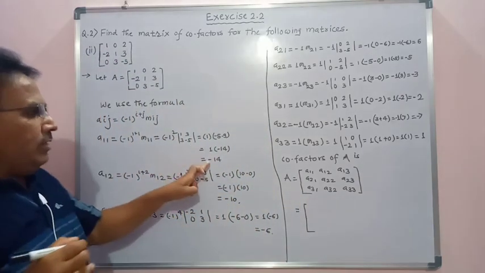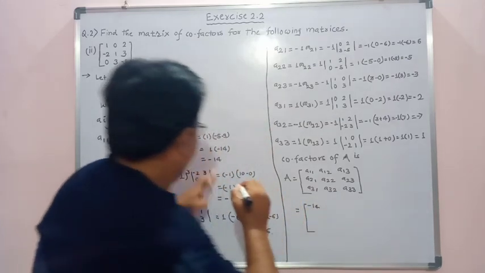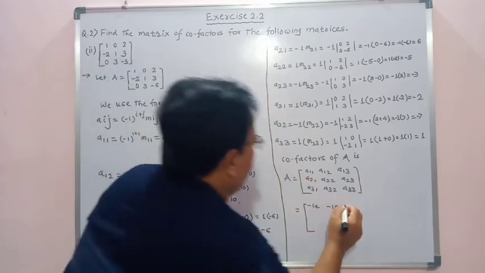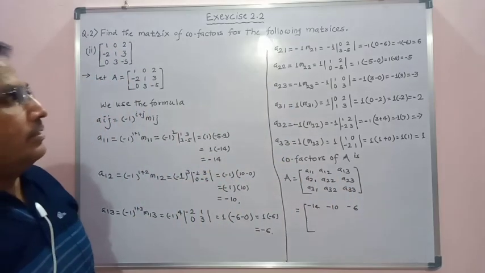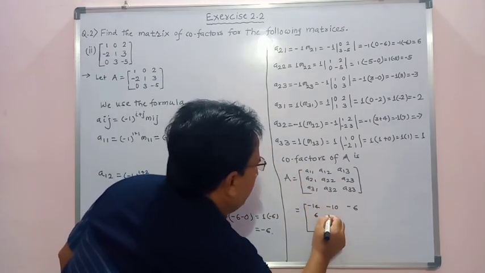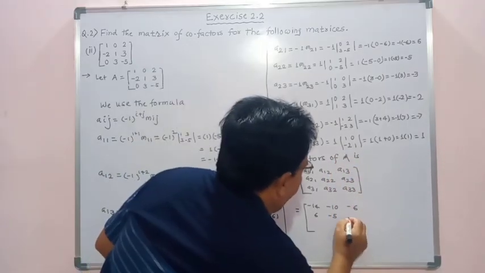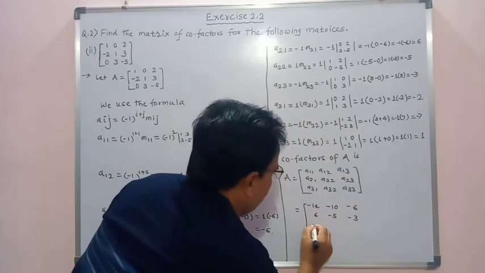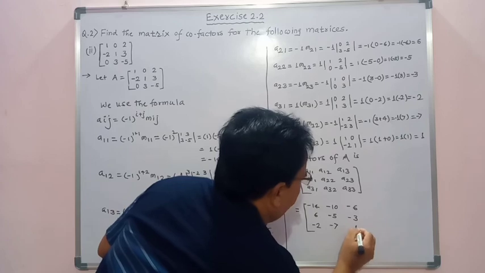The value of A11 is minus 14. The first cofactor is minus 14. The second cofactor is minus 10. The third cofactor is minus 6. A21 is 6. A22 is minus 5. A23 is minus 3. A31 is minus 2. A32 is minus 7. And A33 is plus 1.